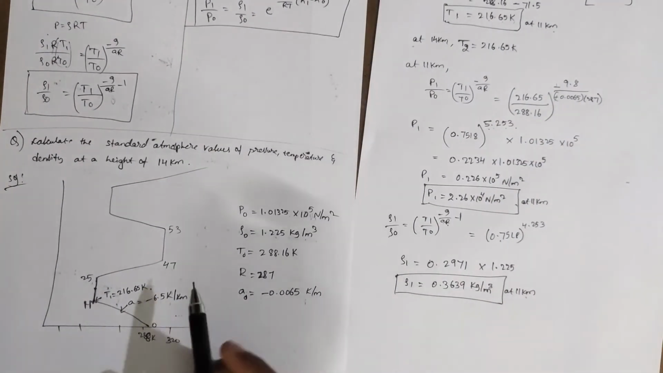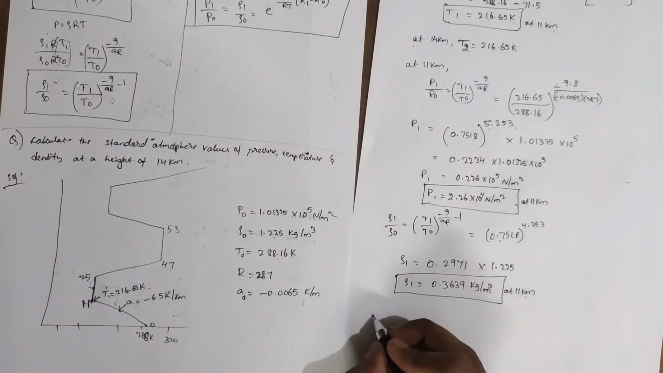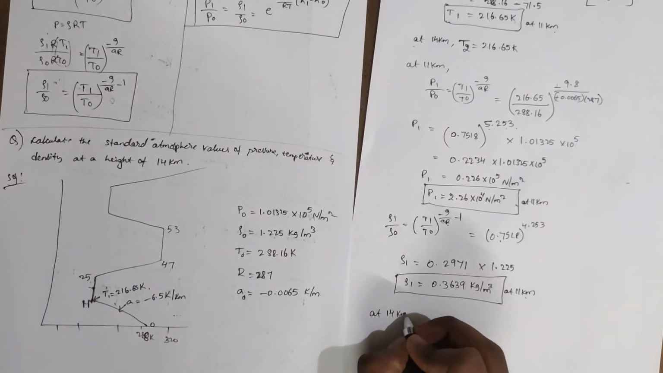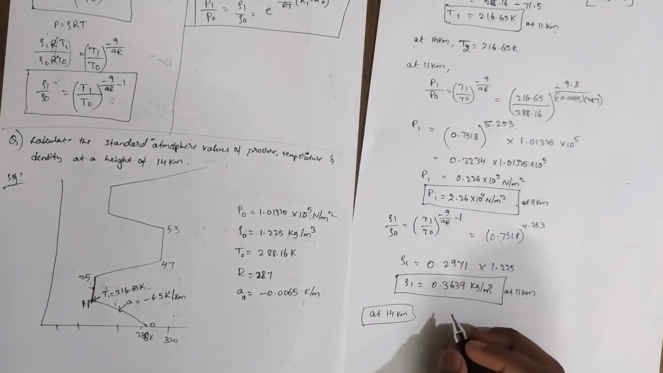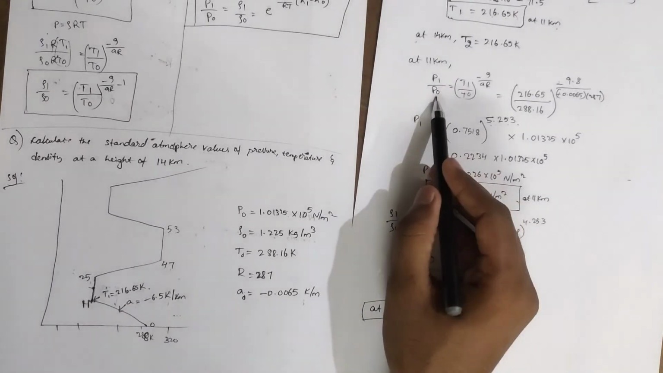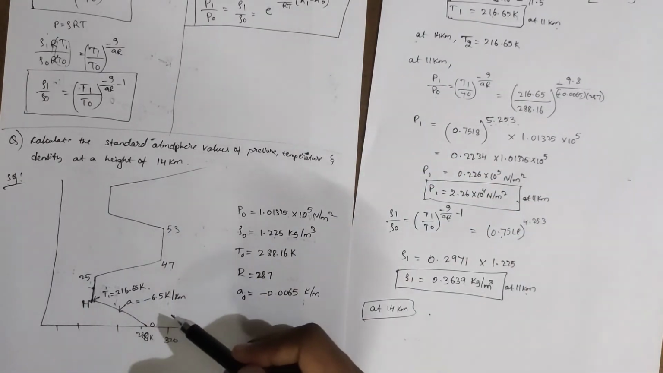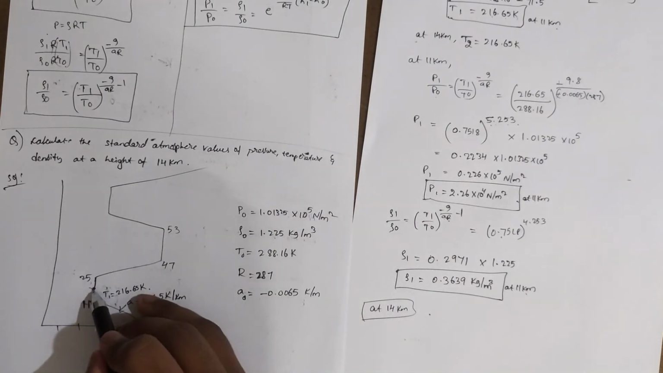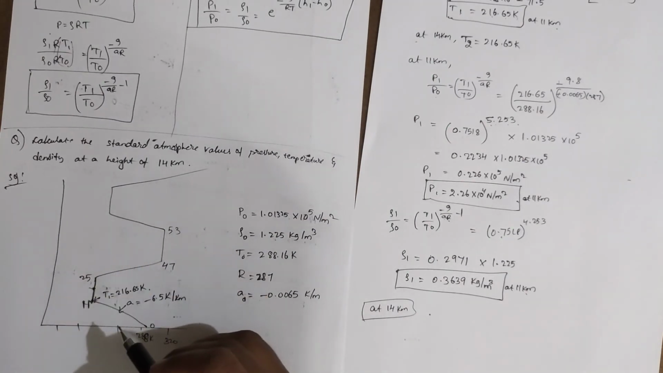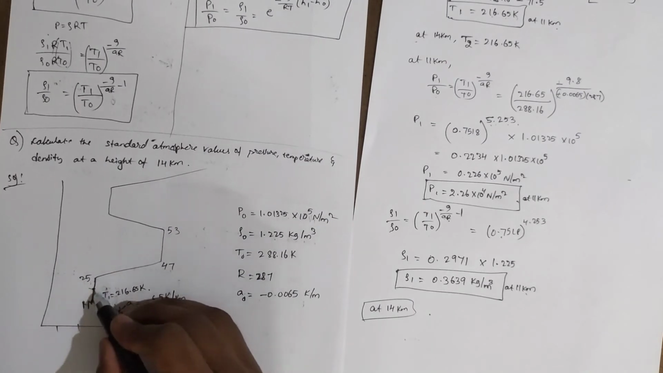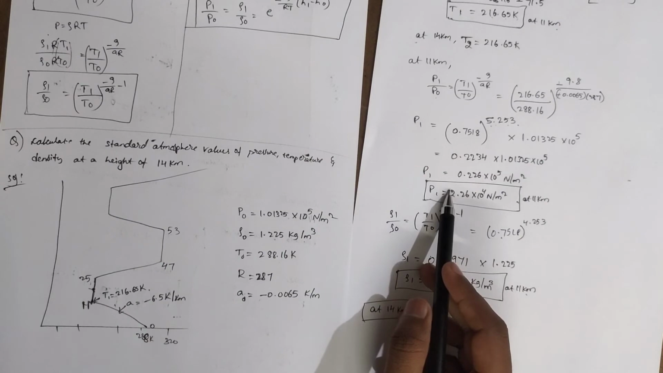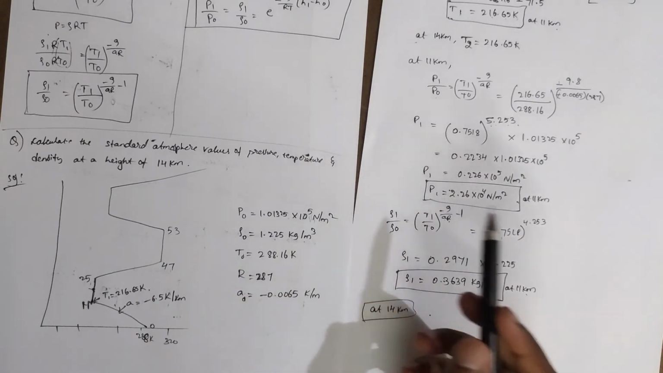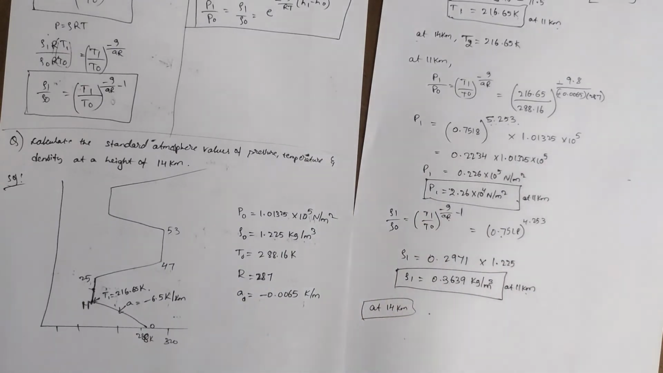Now we need to calculate them at 14 kilometers. So at 14 kilometers we take these values as base values because we have the formula P1 by P0. We needed P0 as base value for the first case, and here at 14 kilometers we need to take P2 by P1, where P2 is at 14 kilometers and P1 is at 11 kilometers. Rho 2 is at 14 kilometers and rho 1 will be at 11 kilometers.